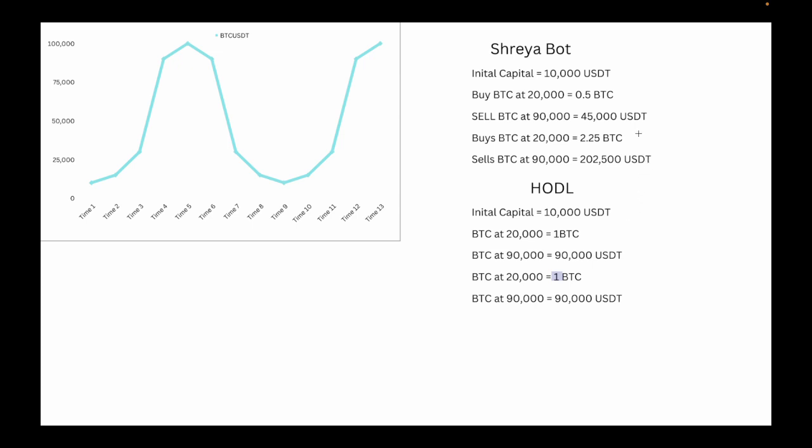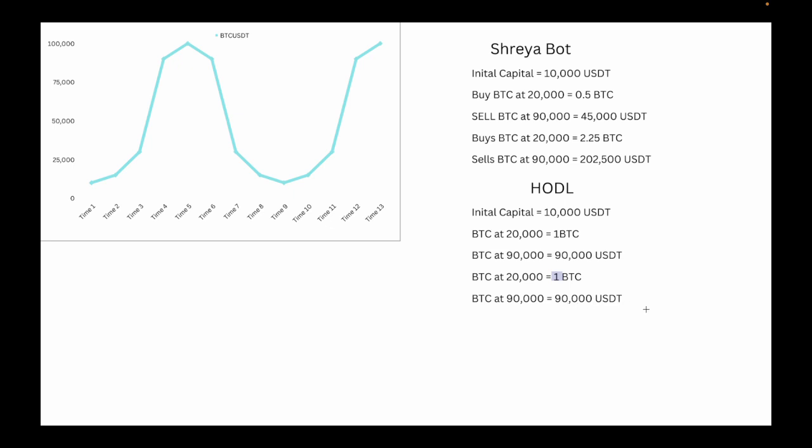All right, when the price of BTC actually goes down, Shreya bot makes more BTC. All right, so you can see here we now had 2.25 BTC here in comparison to the 1 BTC that we had here. Okay, and now when the BTC price goes up, we actually convert and then we have more USDT in comparison to the buy and hold where we have 90,000 USDT. Okay, so that's how this plays out.